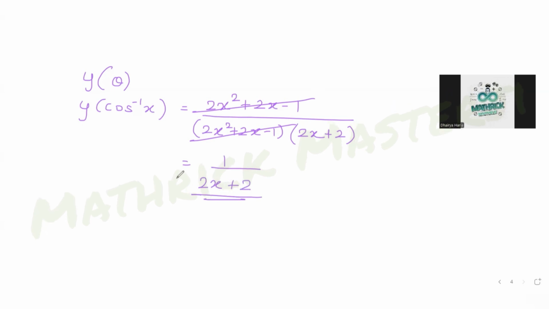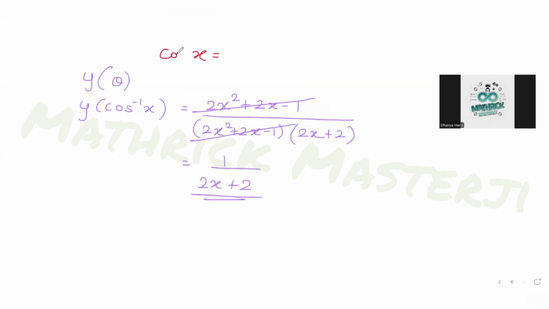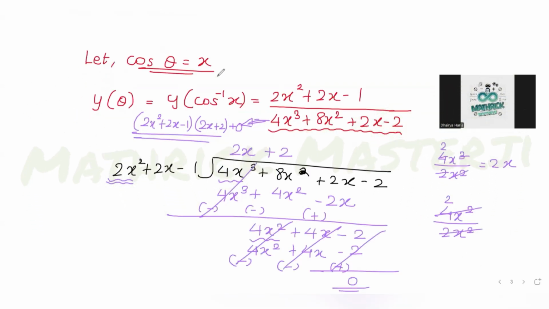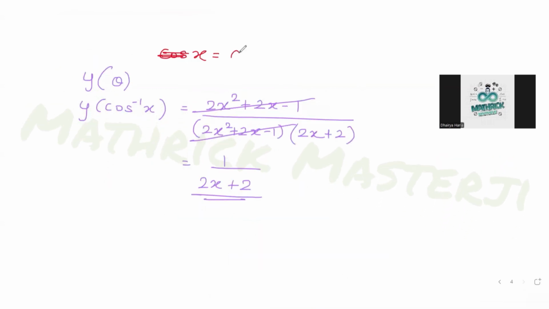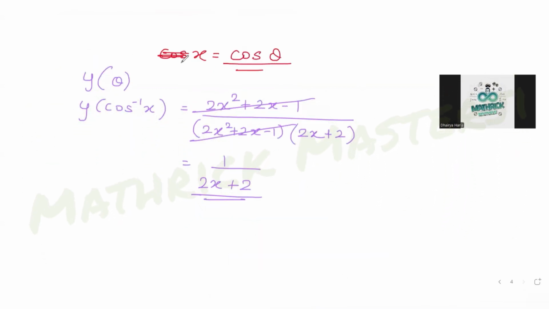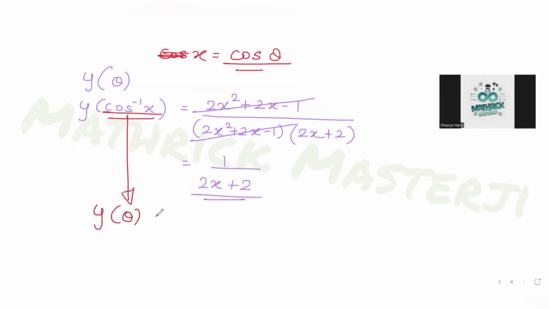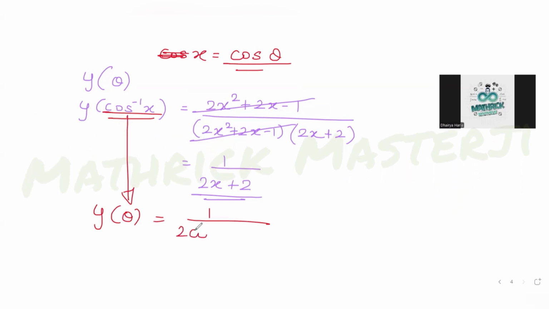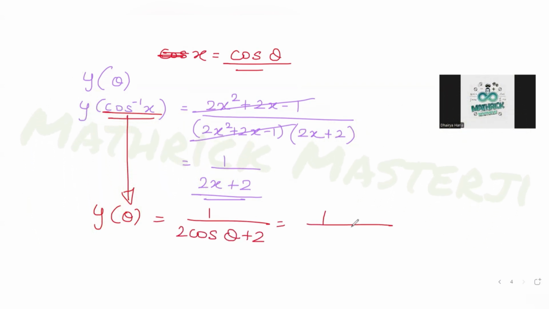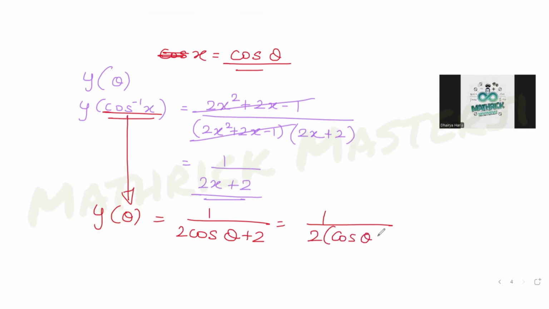So I've simplified now. Once I've simplified, I'll resubstitute my x as cos theta, right? Because I have substituted cos theta as x. So I should resubstitute x as cos theta and not cos x equal to theta. So I get y of theta as 1 over 2 cos theta plus 2. If I try to simplify, I get 1 over 2 common, cos theta plus 1.